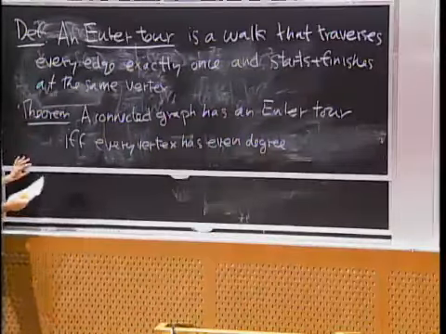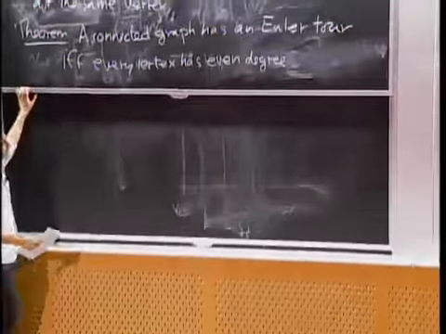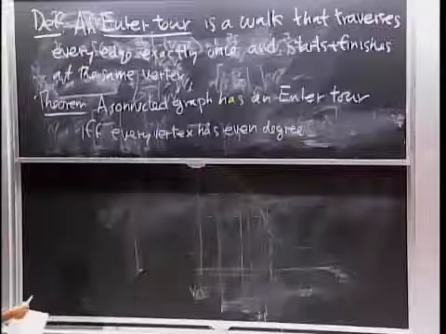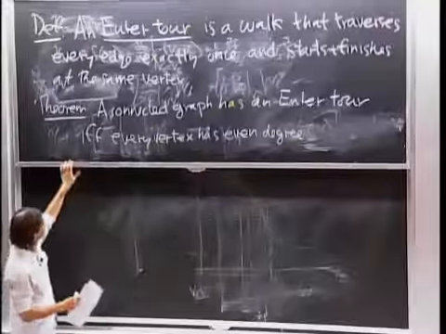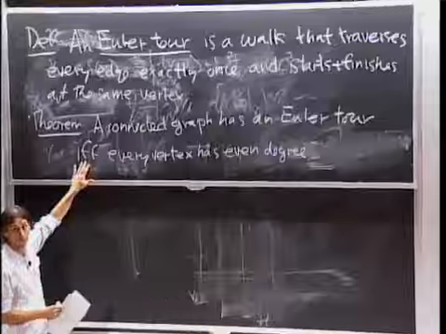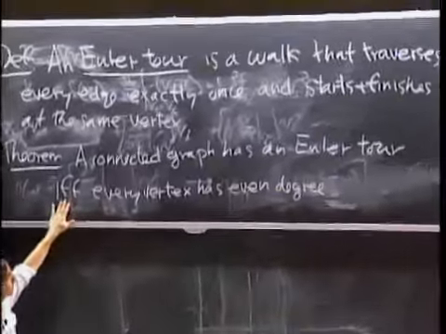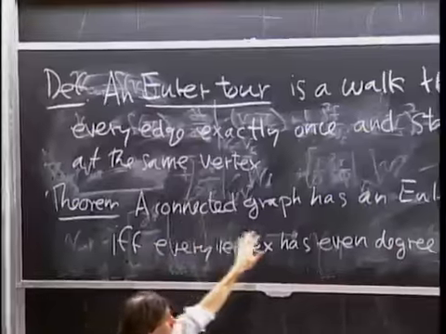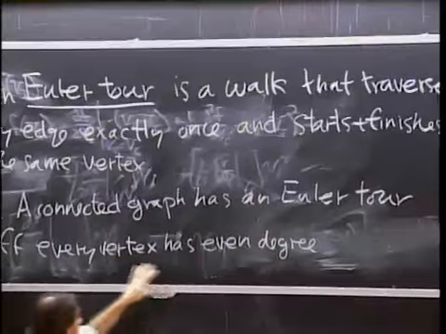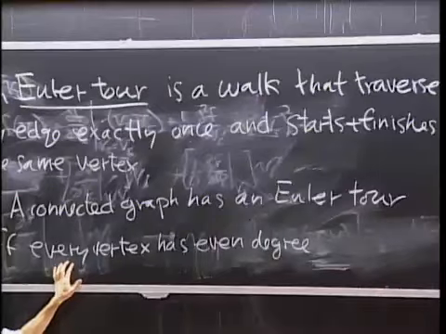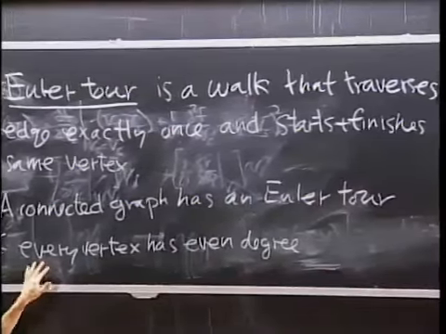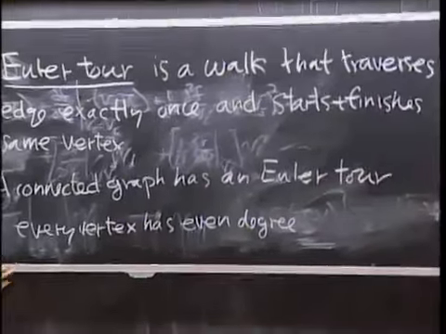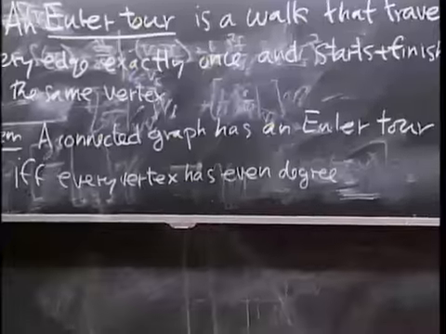So how can we prove this? So let's have a look. First of all, we have an if and only if statement. So we need to prove 2 directions. We need to prove that if I have a connected graph that has an Euler Tour, I need to show that every vertex has even degree. And also the reverse. If I have a graph for which every vertex has even degree, I need to show that it has an Euler Tour. So the proof consists of 2 parts.